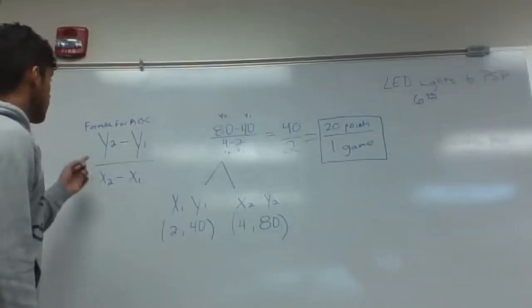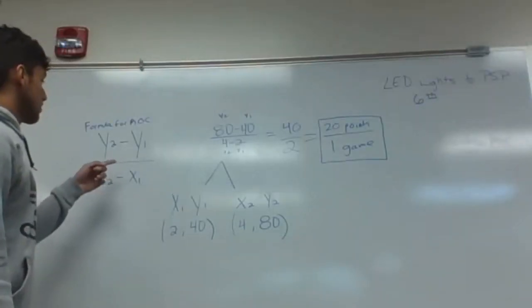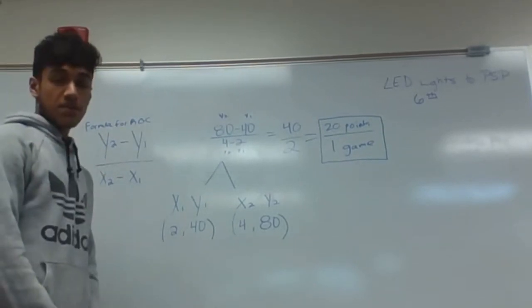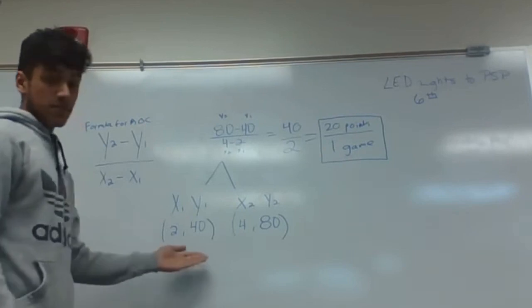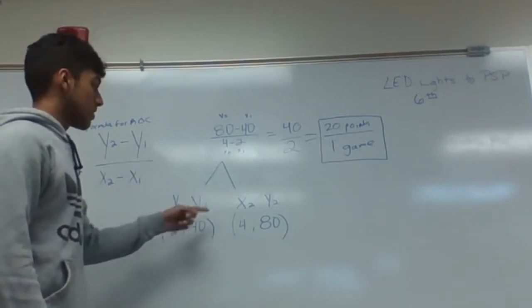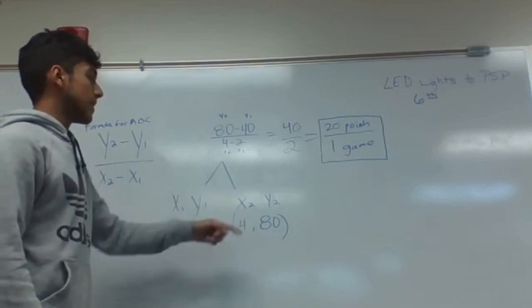So then 20 points per game would be our rate. The formula for rate of change is y2 minus y1 divided by x2 minus x1. Here, I have taken 4 numbers out of my chart, and I've placed them in parentheses. x1 would be 2, y1 would be 40, x2 would be 4, and y2 would be 80.